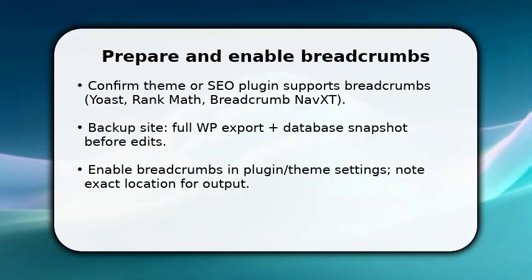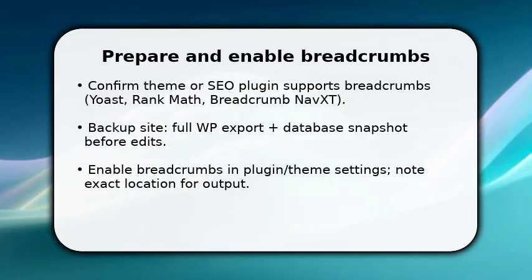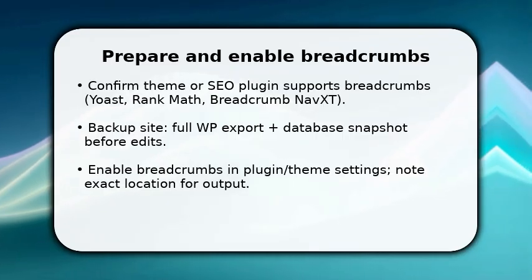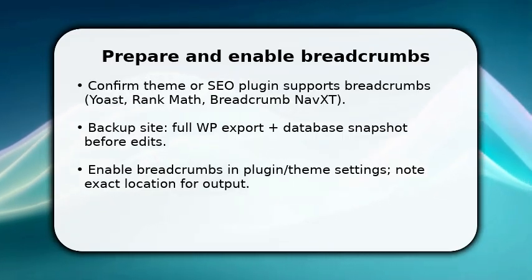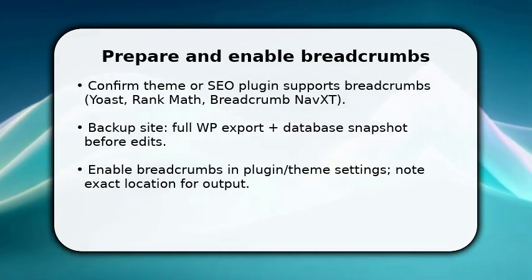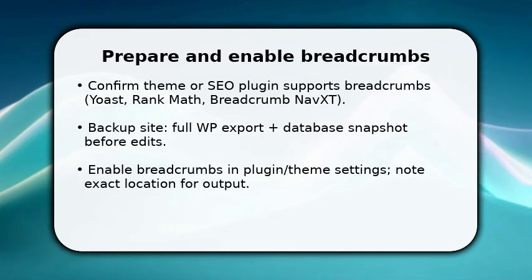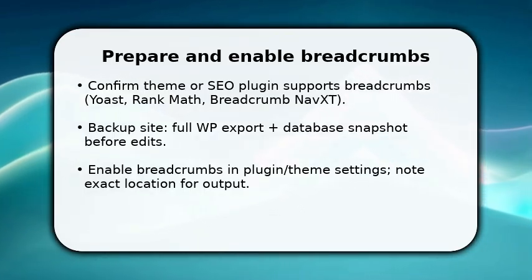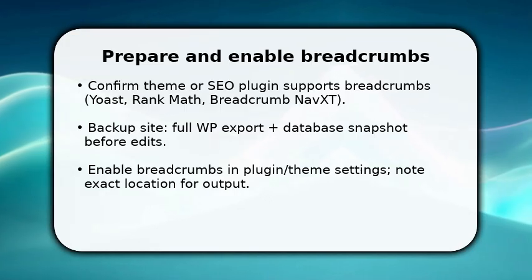You'll start by enabling breadcrumb output so you can change structure. This matters because without output you can't test changes. First, make a fresh backup of files and the database. Next, open your theme settings or the SEO plugin and turn breadcrumbs on. If using a plugin, note whether it supplies a shortcode, widget, or template tag. Once done, inspect a sample page to confirm breadcrumbs render so you can safely edit labels and structure.